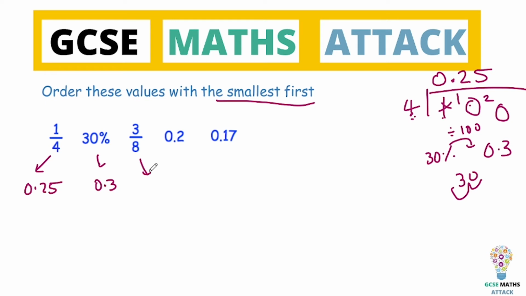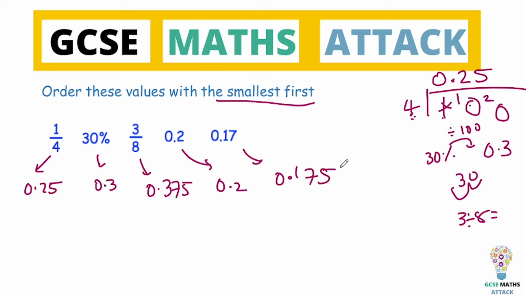Okay, same thing over here. This will be 3 divided by 8. And if I was going to do that, 3 divided by 8 would give me 0.375. That will be 0.2, and that will be 0.175.